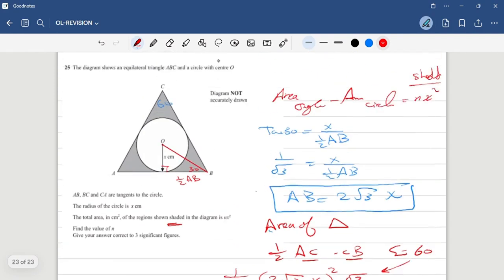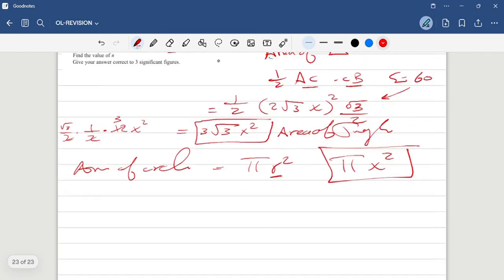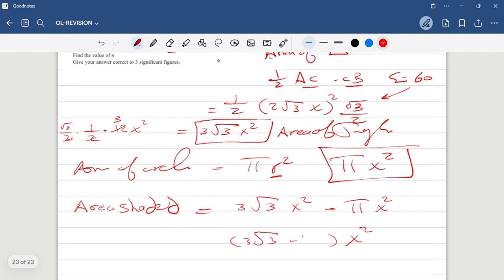Now to find the area of the shaded region, it equals the area of the triangle minus the area of the circle, so I have to subtract both. The area shaded equals the area of the triangle, which is 3 root 3 x squared, minus pi times the area of the circle, which is x squared. I will take x squared as a common factor and put 3 root 3 minus pi inside the bracket, and after that I will use the calculator to find the value of (3 root 3 minus pi) x squared, and don't forget that he asked for 3 significant figures.